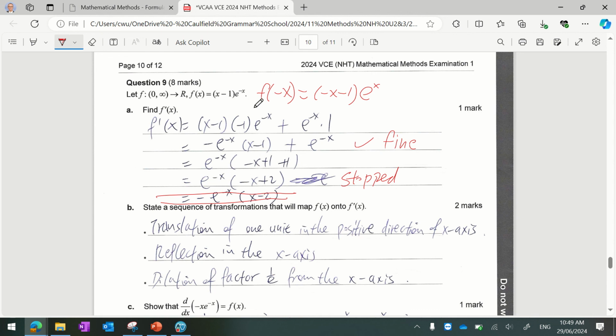And so, superficially, at least on the surface, there is no obvious translation or dilation or reflection that I can use to transform f into f dash, because the signs of x are not matching. In the function f, the signs of x are opposite. To fix that, this is why I did the final line in question A.